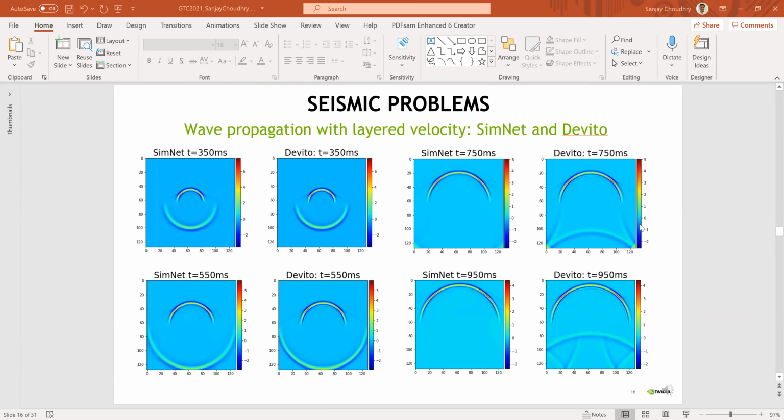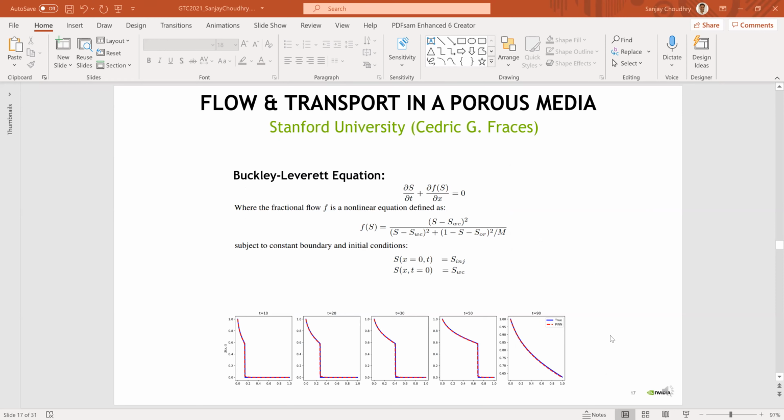This is an example that was done by Cedric Fressis. He's in the Energy Resources Department at Stanford University. Using Simnet, he was able to capture the front very accurately, as you can imagine. These are typically done by using method of characteristics for the true solutions, solving a flow in a porous media using a Buckley-Leverett equation. This is hyperbolic in nature. And this kind of front is very difficult to capture.